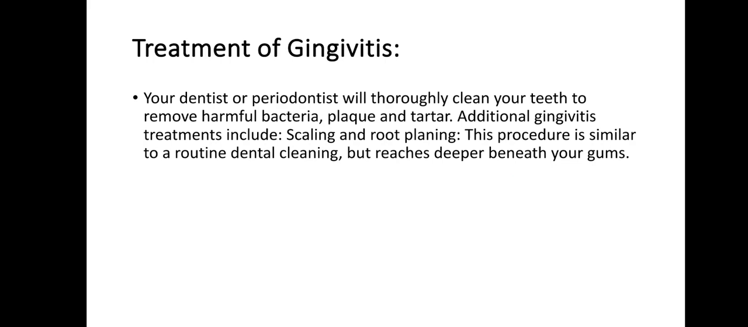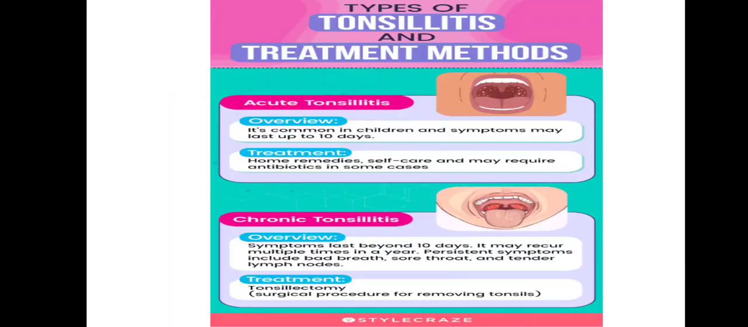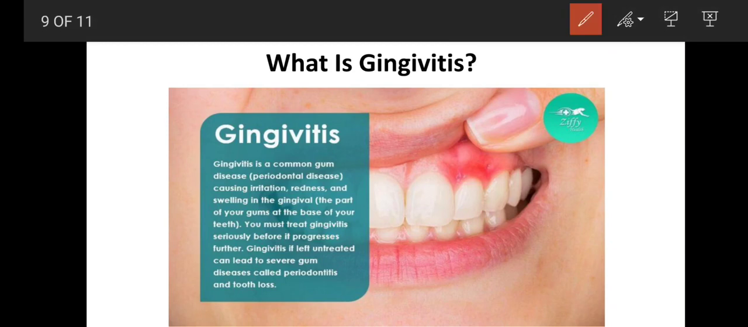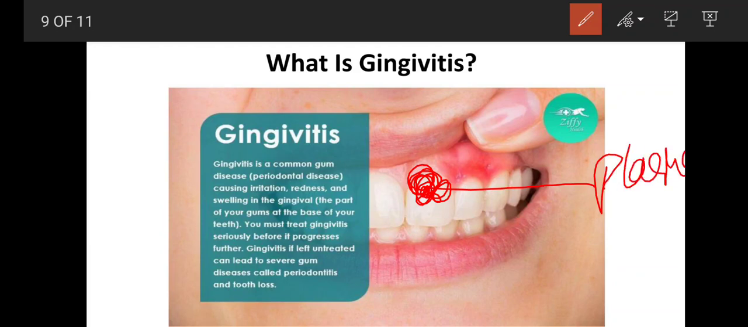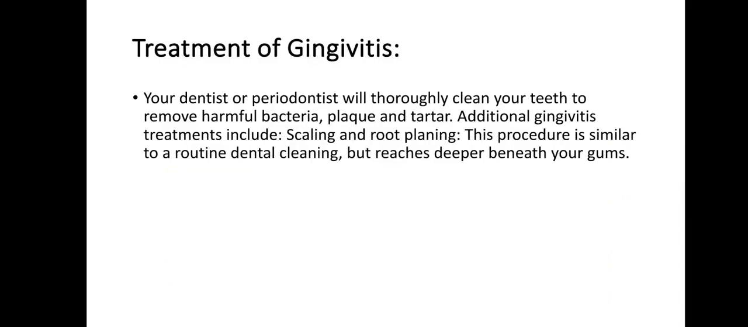If we talk about the treatment of gingivitis, our periodontist or dentist must first clean the teeth to remove the harmful bacteria, plaque or tartar. What is plaque? Plaque is a yellow colored texture just above the teeth, and that is called plaque. And if there is any bacterial infection just below the gums, they must clean that type of bacterial infection.